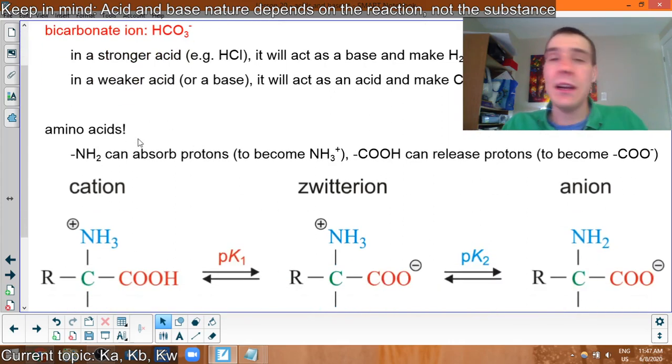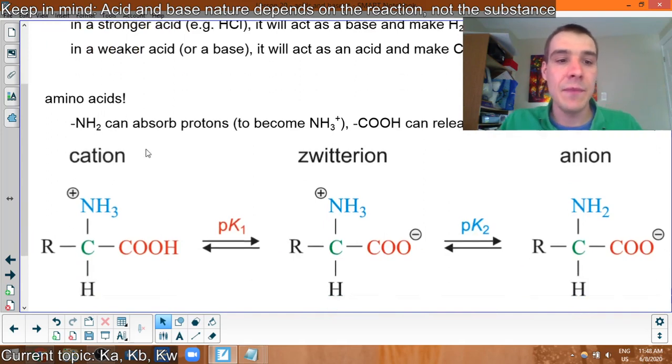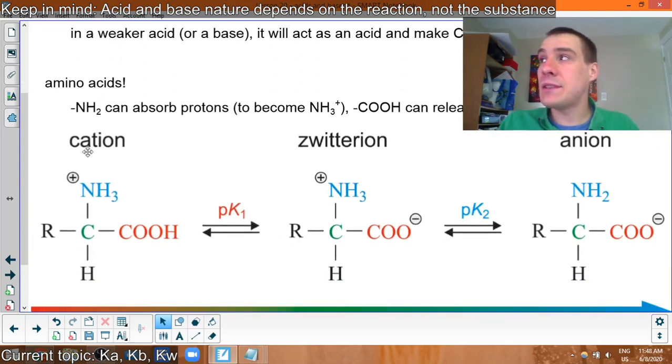Another one is amino acids, which we've talked about previously, and in biology we talk about this a lot. The different amino acids, the NH2 can absorb protons, so it can pull in an H plus as a base, become NH3 plus.